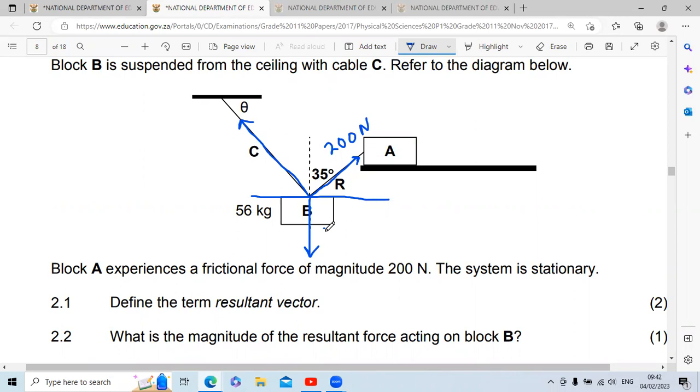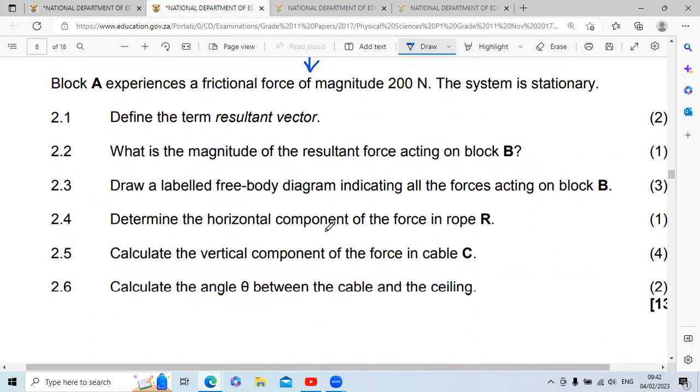So let's say they say define resultant vector. They want the magnitude of the resultant force acting on block B. They want you to draw a free body diagram, which I already did for you. They want you to determine the horizontal component of the rope, and they want you to calculate the vertical component of the cable, and the angle between the cable and the ceiling.